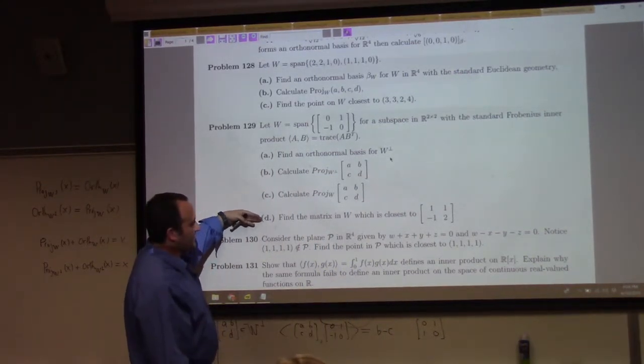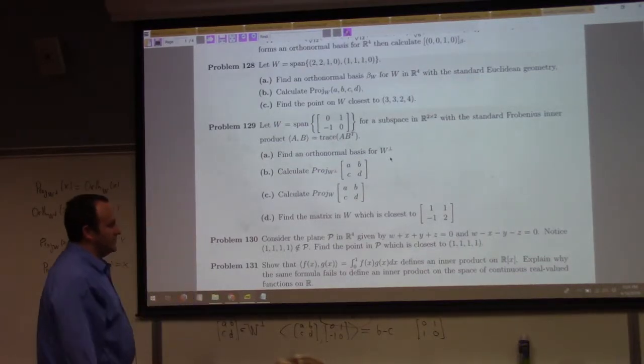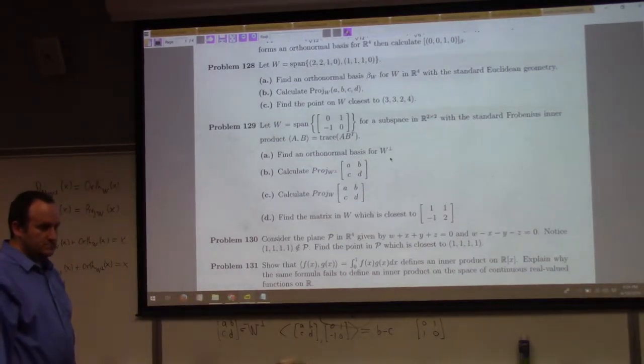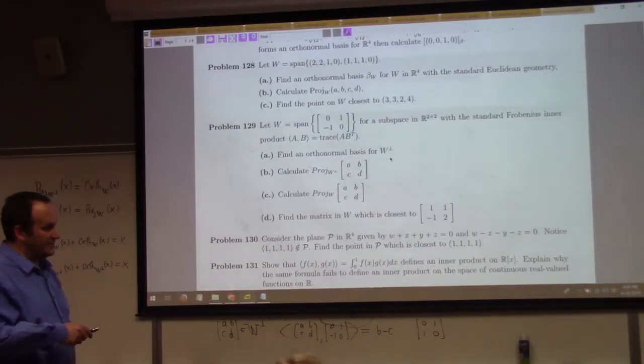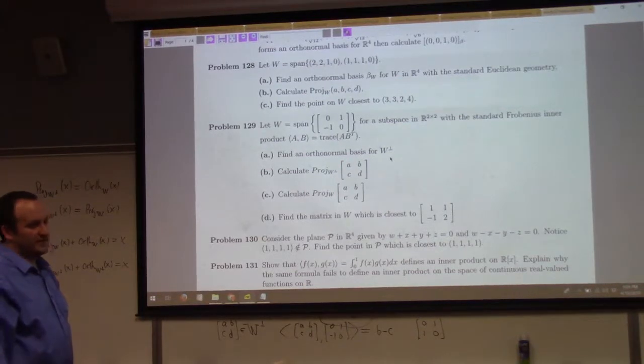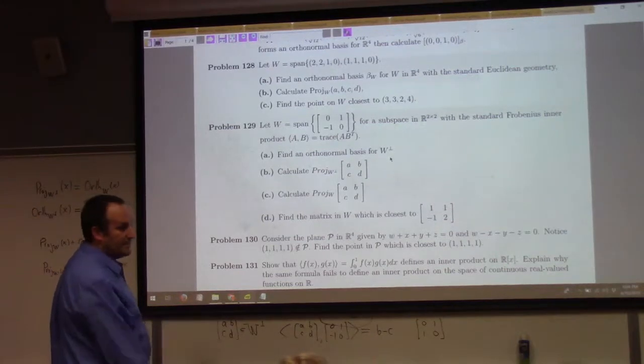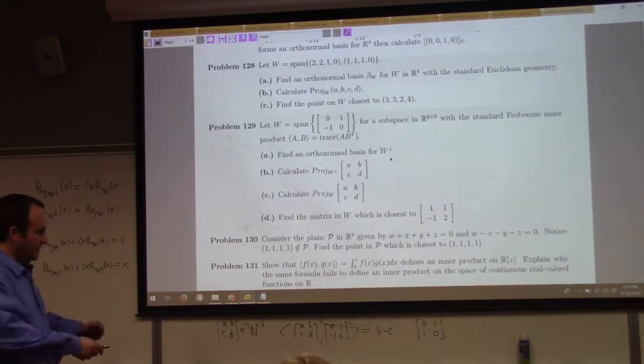How would you find the matrix in W which is closest to 1, 1, minus 1, 2? That would be the what? But which one? This one or that one? Projection onto W, right. That gives us the matrix in W which is closest to that one. Yeah. Very good. Okay, good.